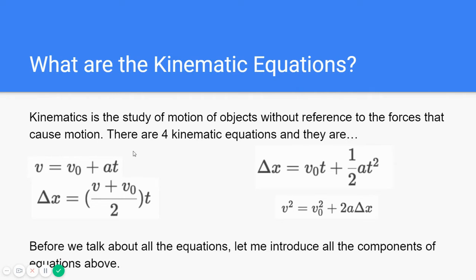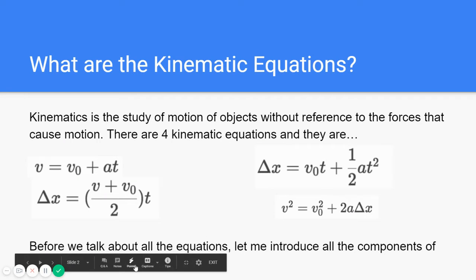So there are four kinematic equations, and they are: v final is equal to v initial plus acceleration times time. Change of x, which is the distance traveled, is equal to initial velocity times time plus half acceleration times time squared. Distance is equal to final velocity plus initial velocity divided by 2, times time. And final velocity squared is equal to initial velocity squared plus 2 times acceleration times distance.